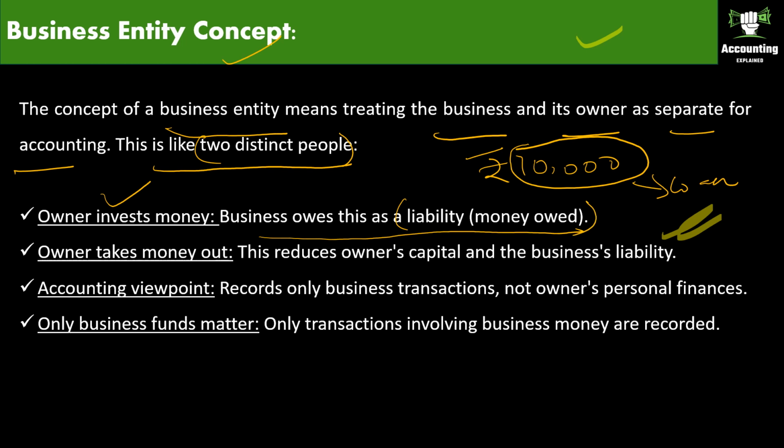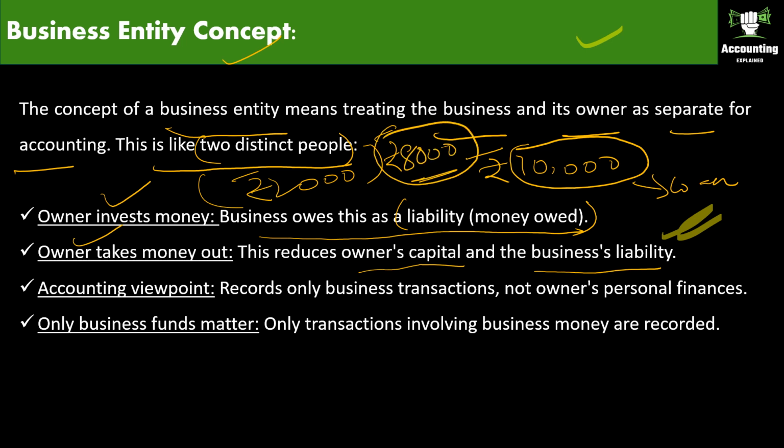Next, owner takes money out. This reduces owner's capital and the business's liability. Imagine your dad has taken 2,000 rupees out for his personal expenses from the business. Then his loan is reduced by 2,000 rupees and now his loan is only 8,000 rupees.